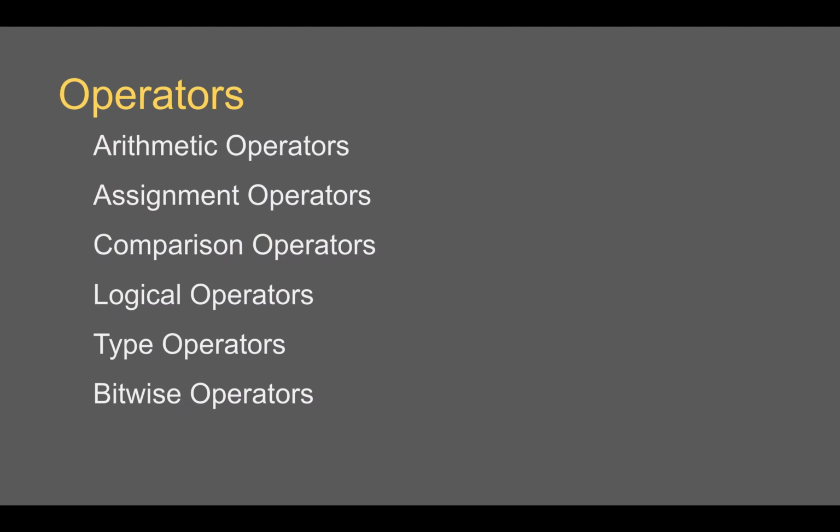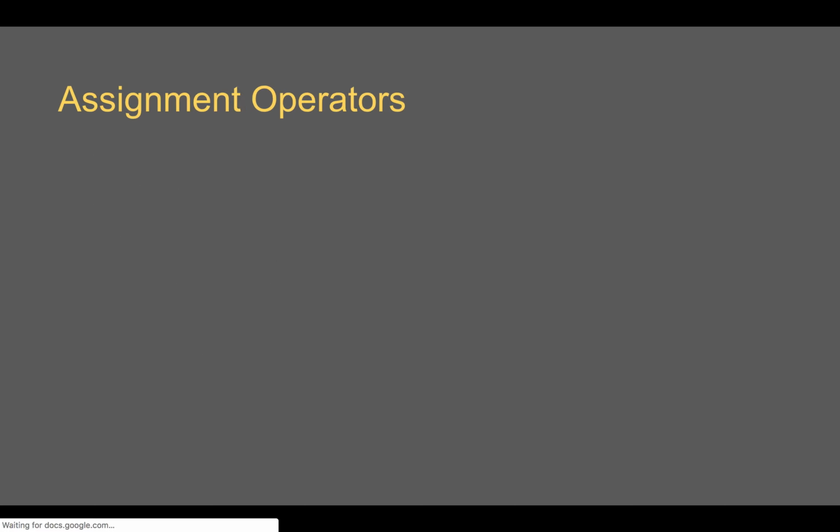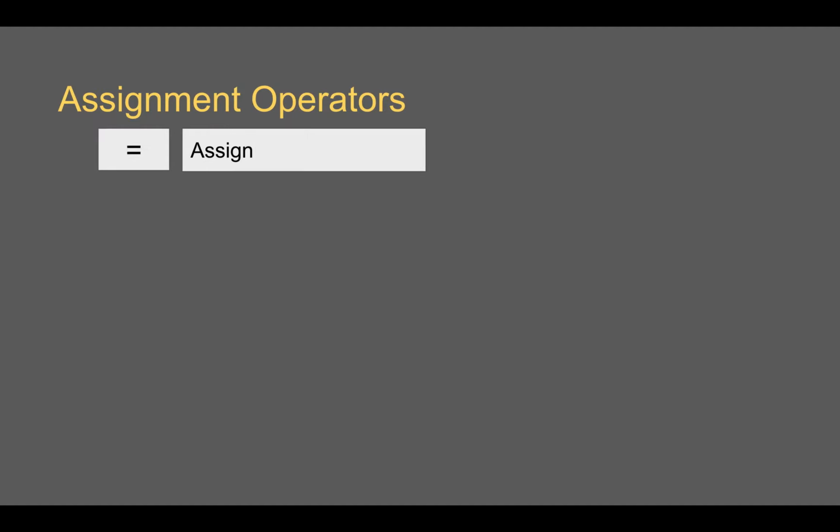So in the last session, we learned what the different types of operators in JavaScript are, and we saw what arithmetic operators are. Today we will discuss assignment operators. We have different assignment operators in JavaScript, like equals, which is for assign.